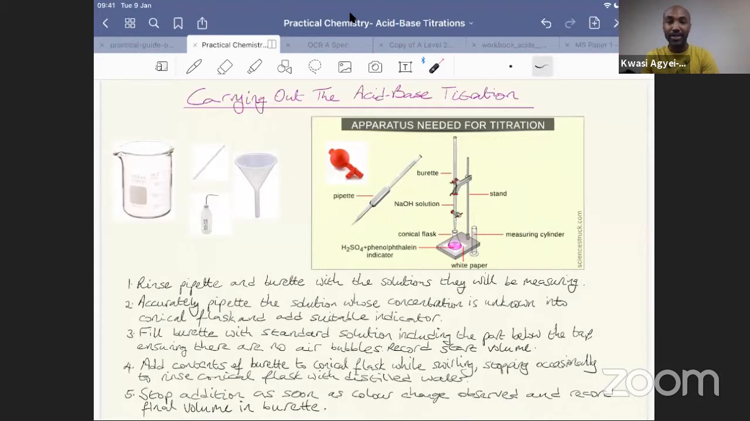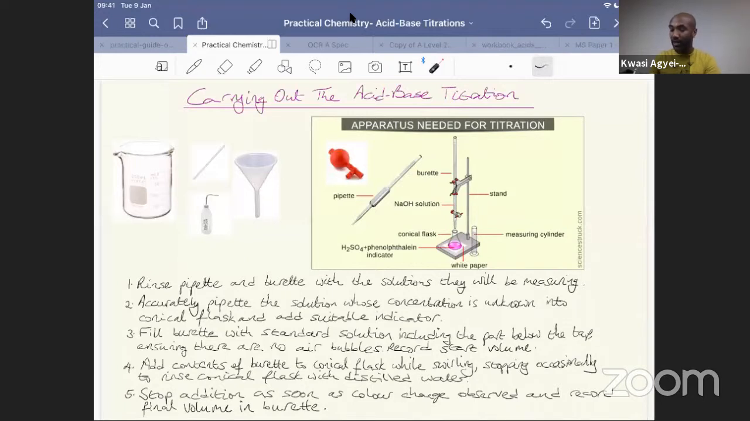Okay, so that's a quick introduction to the pieces of apparatus you're going to need in your titration. Let's look at how you're going to carry out the titration. Once you've rinsed your pipette and your burette, the first thing to do is to accurately pipette the solution that you're going to be analyzing, the solution that you want to find the concentration of, into a conical flask. In this case, we've got sulfuric acid.